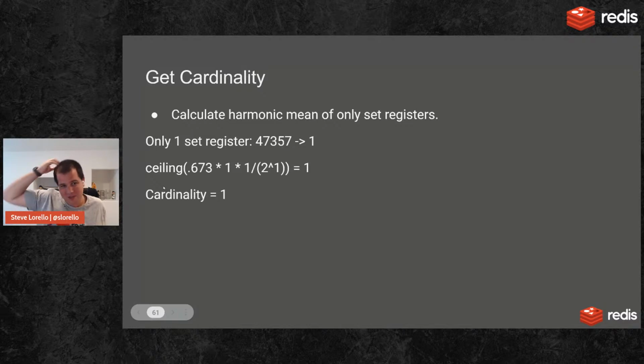And then when we query it, we calculate the harmonic mean of only the set registers. So the only set register in here is 47,357, which is 1. So we multiply, this is really quirky, but we square the number of set registers by a constant 0.673 and divide that by the harmonic mean of all of the set registers. So 2 to the each register. It's a really quirky algorithm, but it actually does get the right answer with the cardinality of 1.